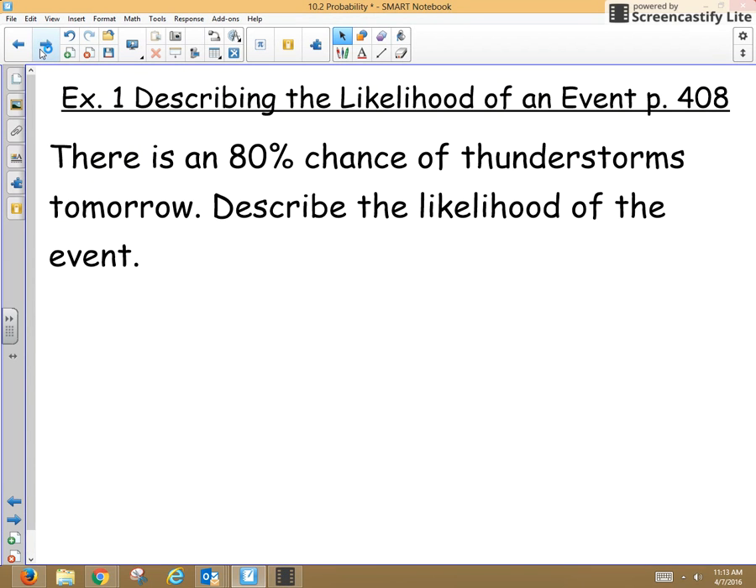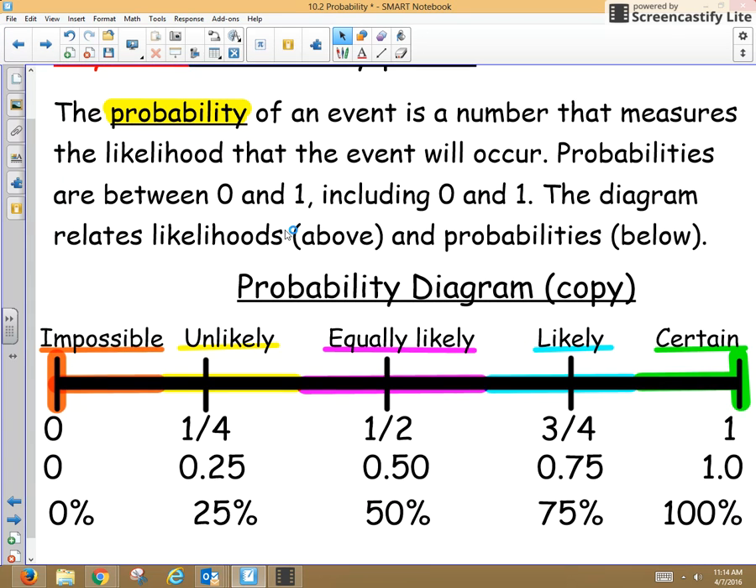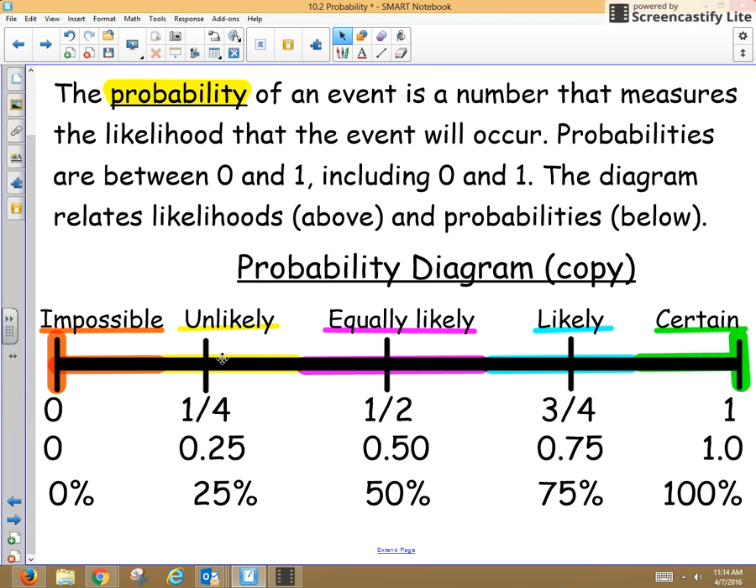Okay, moving on. Example 1 is describing the likelihood of an event on page 408. So there's an 80% chance of thunderstorms tomorrow. We need to describe the likelihood of the event. So I'm going to go back to our diagram that we just drew, and I'm looking for 80%.